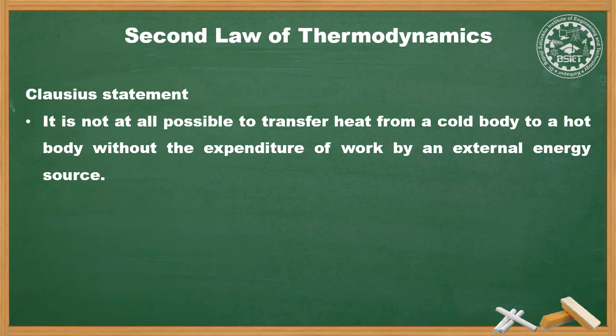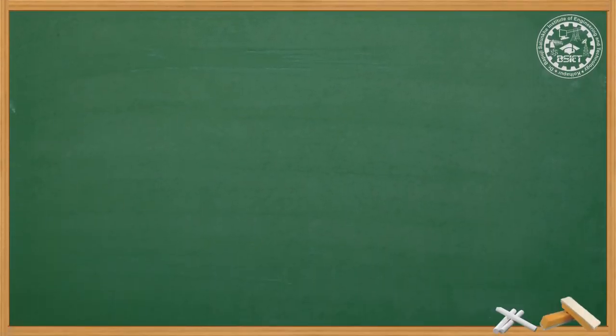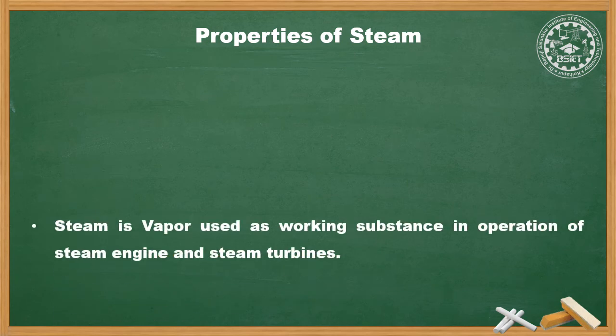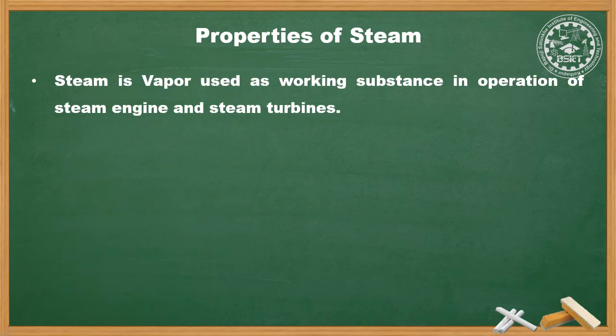These are the two statements of the second law of thermodynamics: one, the Kelvin-Planck statement, and second, the Clausius statement. Next is properties of steam. Steam is nothing but vapor used as a working substance in the operation of steam engines and steam turbines.